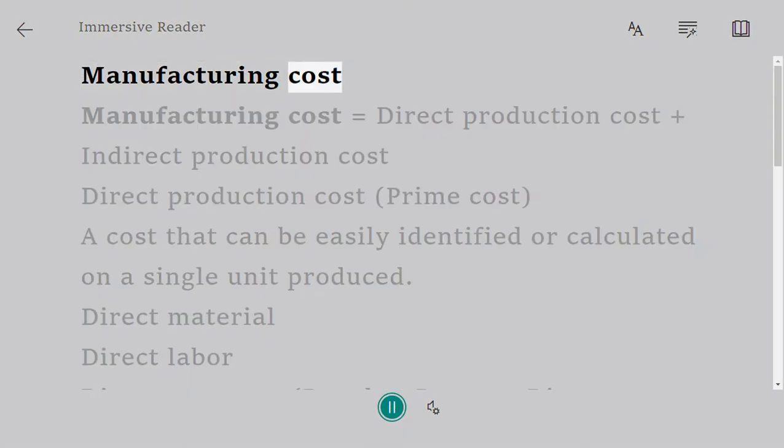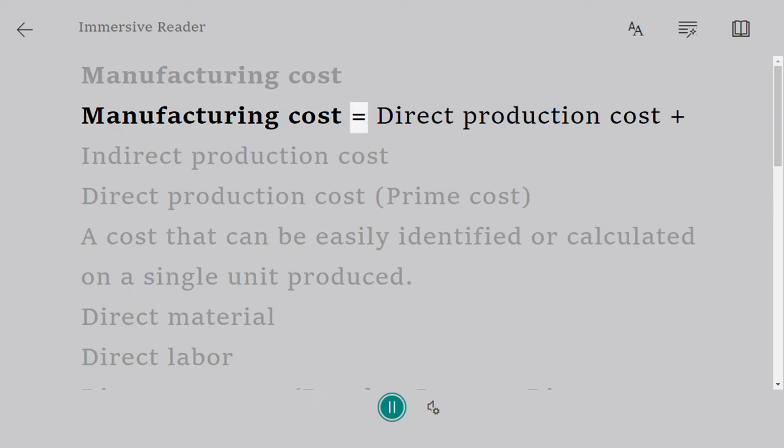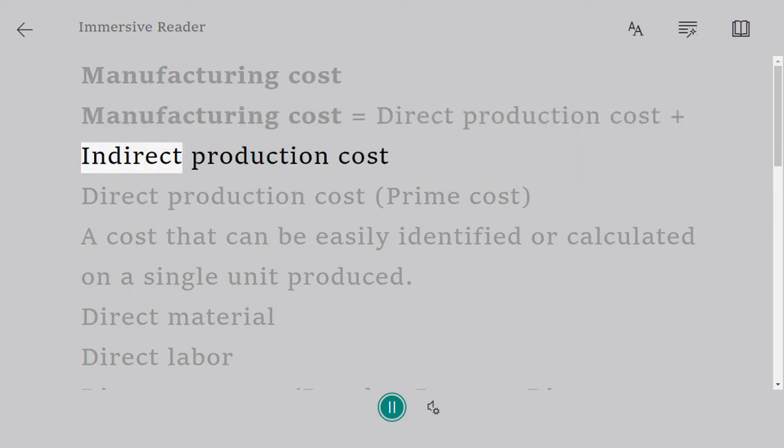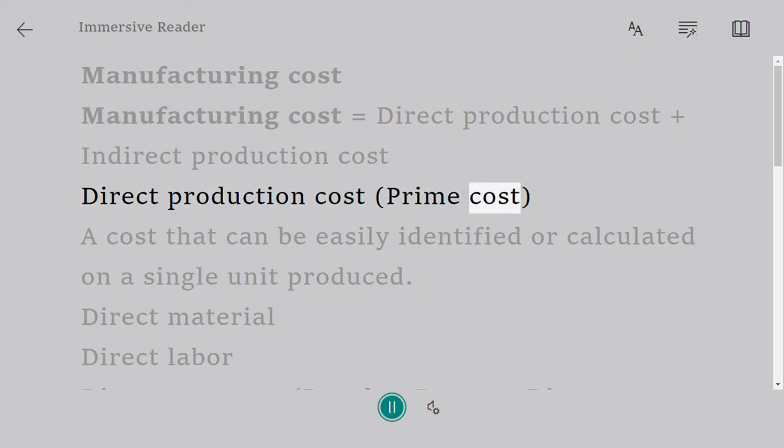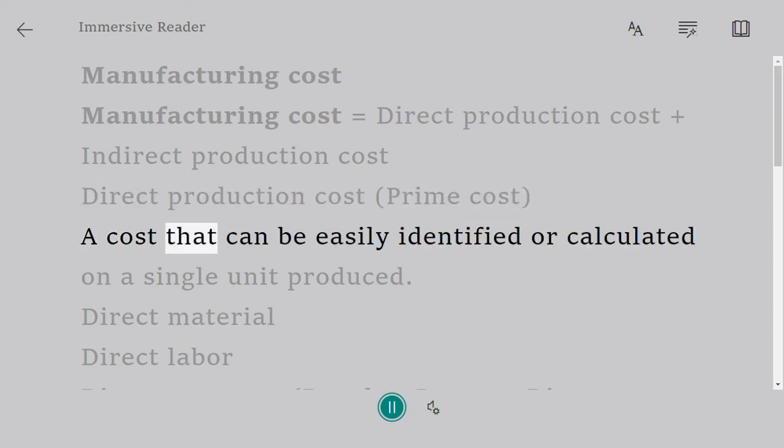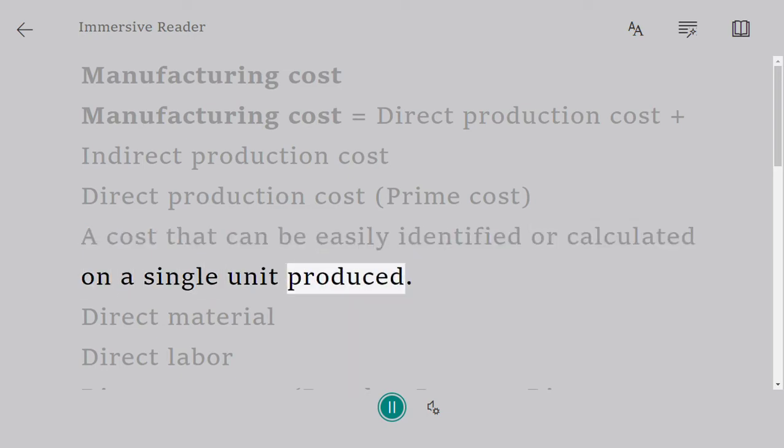Manufacturing cost. Manufacturing cost equals direct production cost plus indirect production cost. Direct production cost, prime cost: a cost that can be easily identified or calculated on a single unit produced.